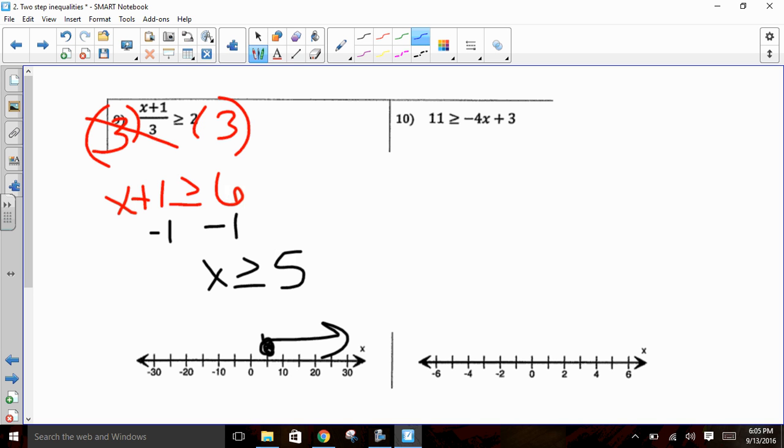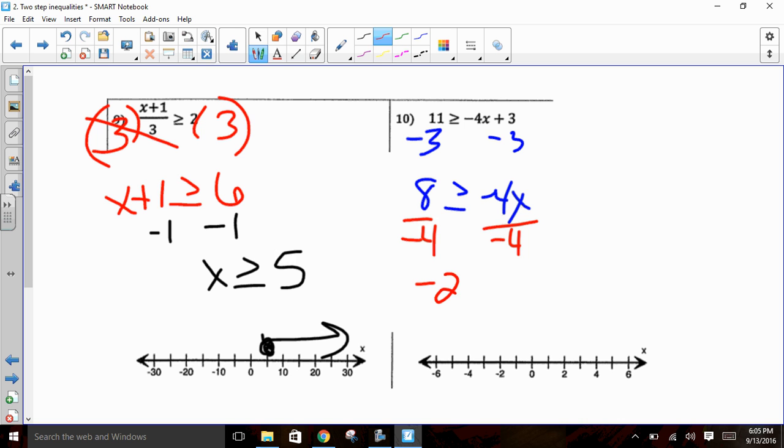All right, number 10. First steps first, get x by itself by undoing my plus or minus. So 11 minus 3 is 8. Divide both sides by negative 4. 8 divided by negative 4 is negative 2. I get over here x. Gotta flip my inequality sign.